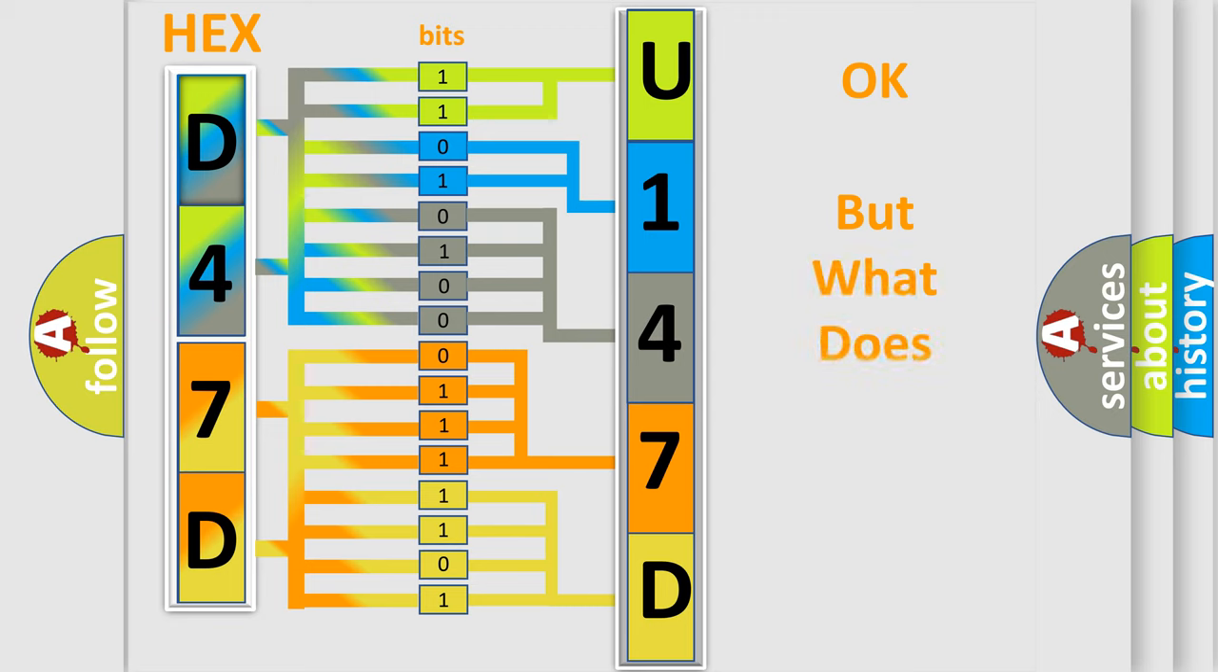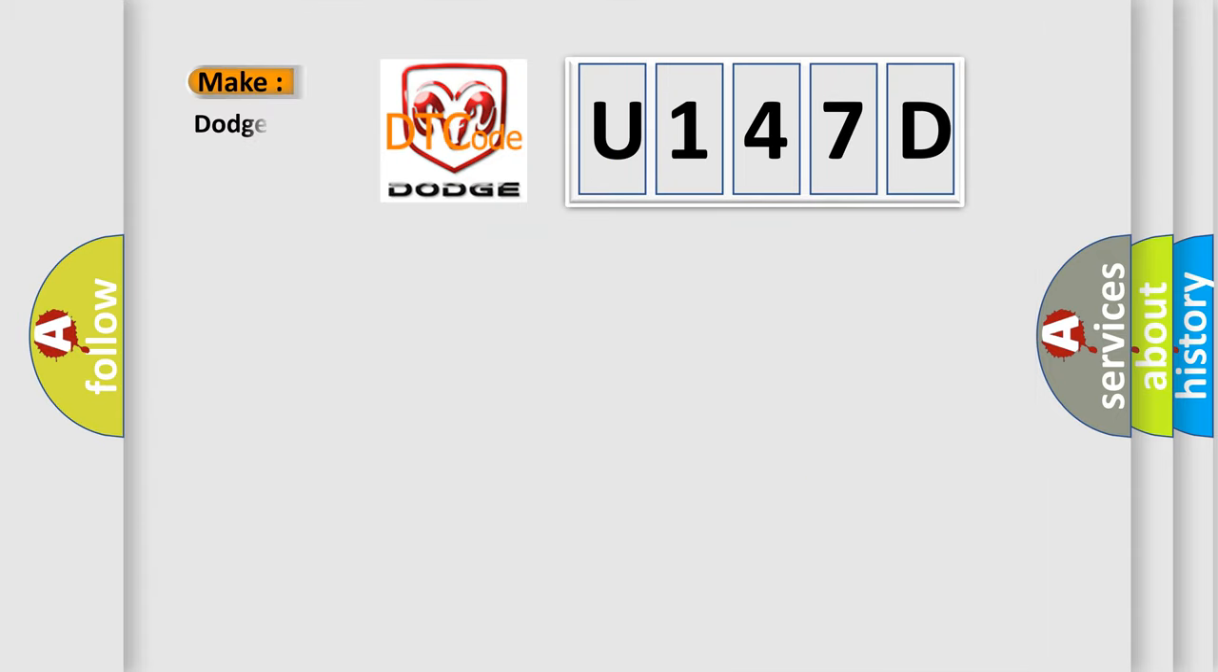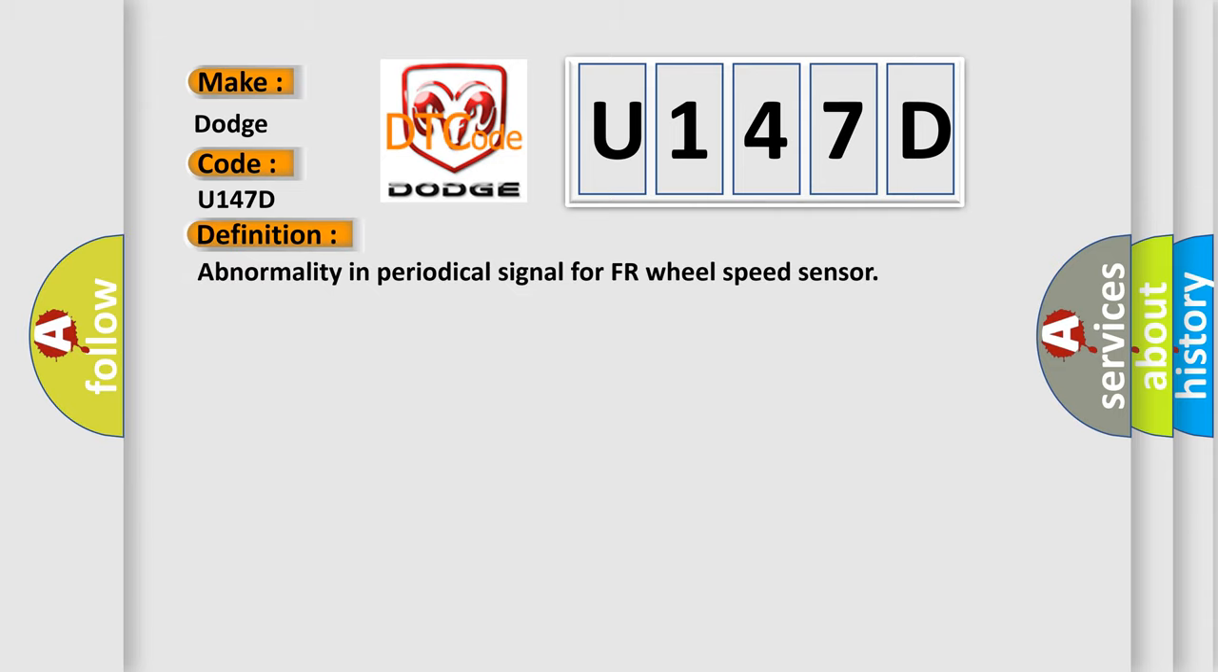The number itself does not make sense to us if we cannot assign information to what it actually expresses. So, what does the diagnostic trouble code U147D interpret specifically for Dodge car manufacturers? The basic definition is abnormality in periodical signal for FR wheel speed sensor. And now this is a short description of this DTC code.